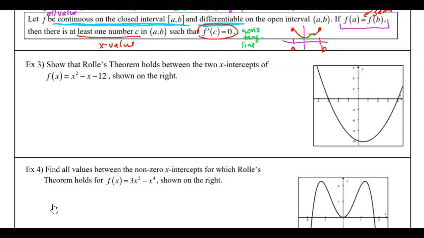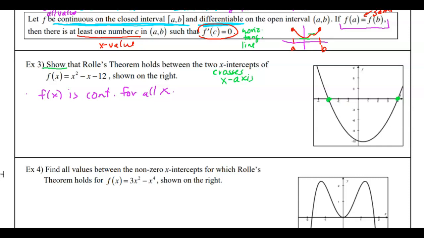So it says show, so this means mathematically, show that Rolle's theorem holds between the 2 x-intercepts, so where it crosses the x-axis. Okay, so right here, of this function. Okay, so on paper, you do have to show that the premises of Rolle's was true. So is f of x continuous? Well, do I have any holes on this polynomial? No, so f of x is continuous. You just write that, okay? And I'll just say for all x, because it is.